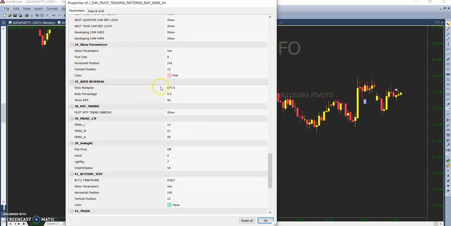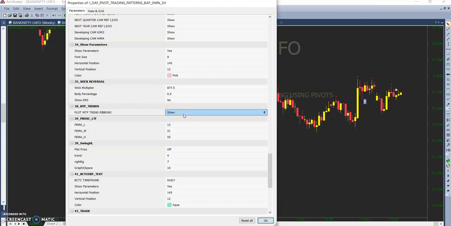This is very obvious. If you want the parameters to be shown, you can just click on yes. If you don't want the parameters to be shown, click on no. Next one is something related to price action. One of the price actions which I mentioned in the presentation is the extreme reversal setup. If you want to display the extreme reversal setup, you can just click yes. Whenever the extreme reversal setup is formed, it shows a word called ERS.